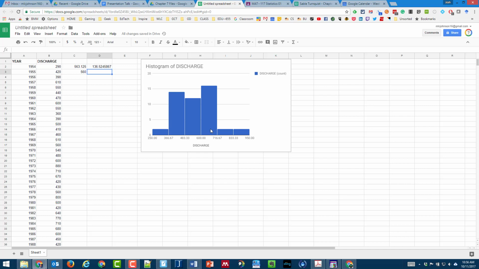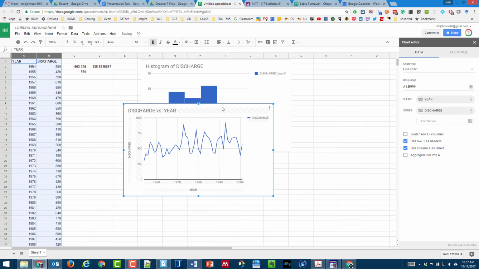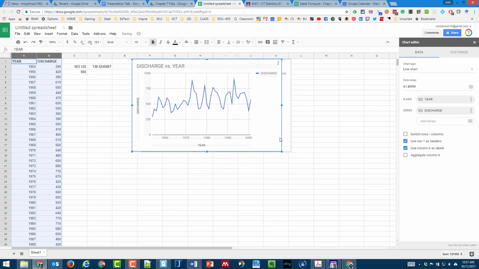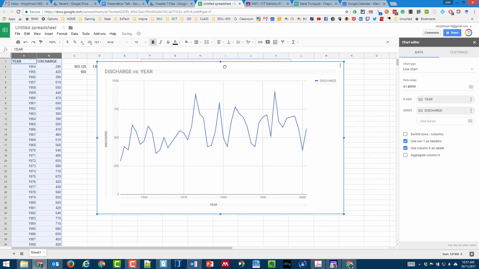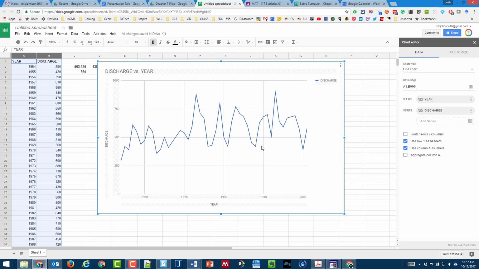Going on to number 36, it says, use this data and make a time plot that shows how the volume of the water in the Mississippi changed over time. All that's asking us to do, and it's not a very common one, is I'm going to now insert a chart that uses both of these. And here it is, discharge versus year. And it shows how the water rate has kind of changed over time. All right, you'll notice it goes up and down pretty dramatically.